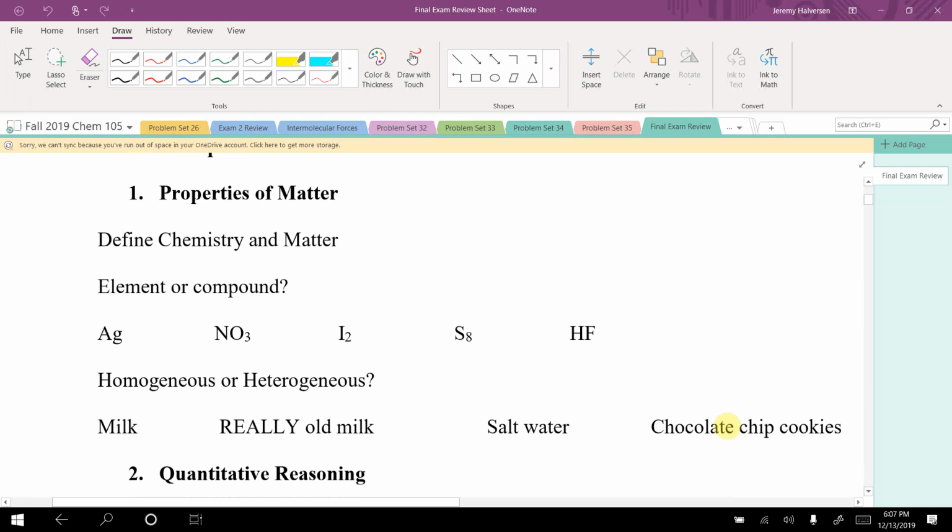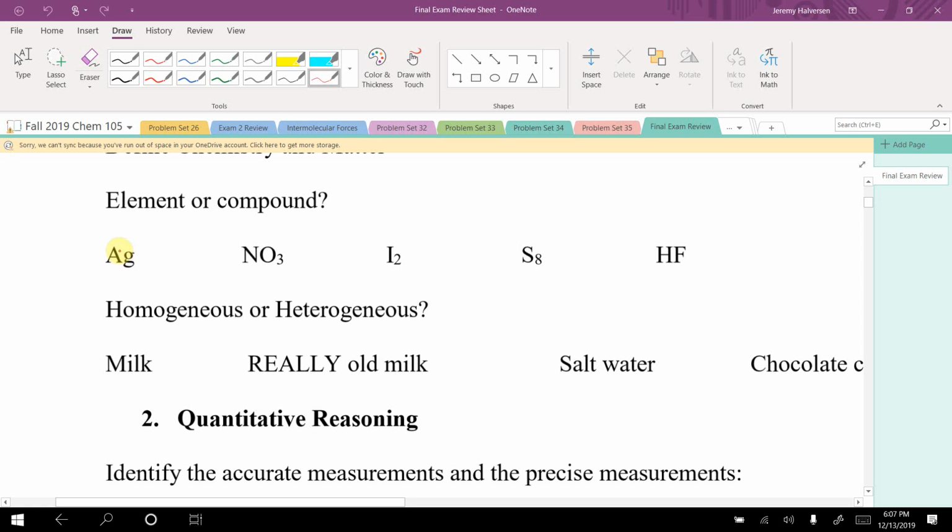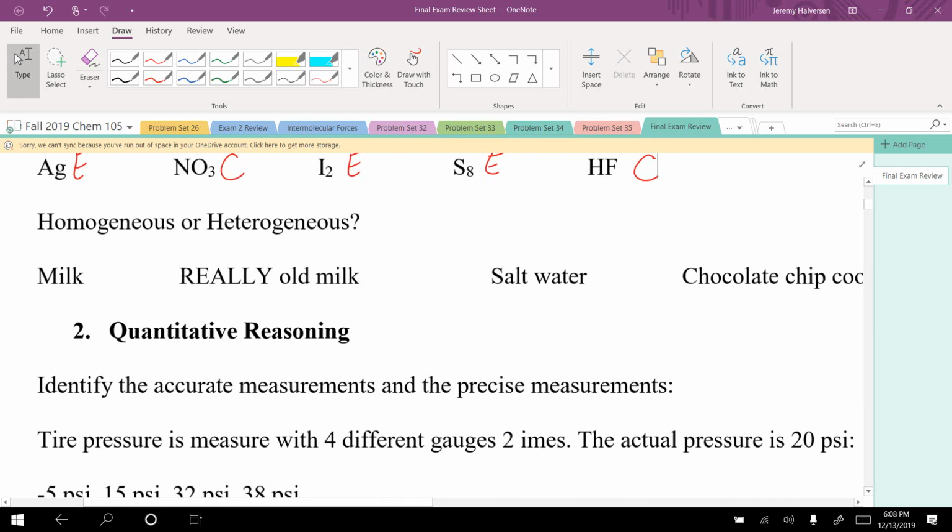All right, element or compound. Let's call it out. This guy, that's an element. This one? Compound. This one? Element. Okay, so hopefully you notice a differentiating characteristic there is that an element only has one type of atom. Then it's an element, right? Doesn't matter how much iodine I have. If it's just iodine, it's just an element, okay? Otherwise, it's a compound.